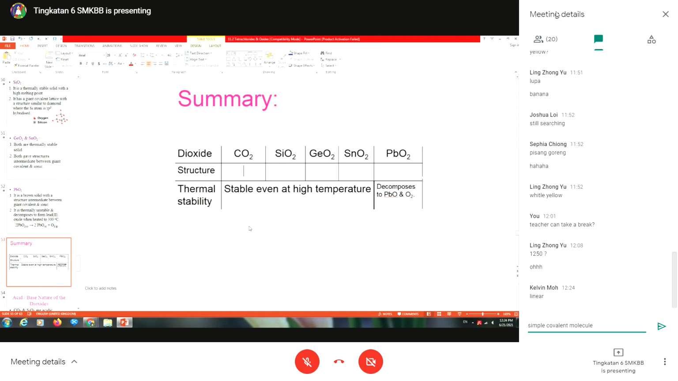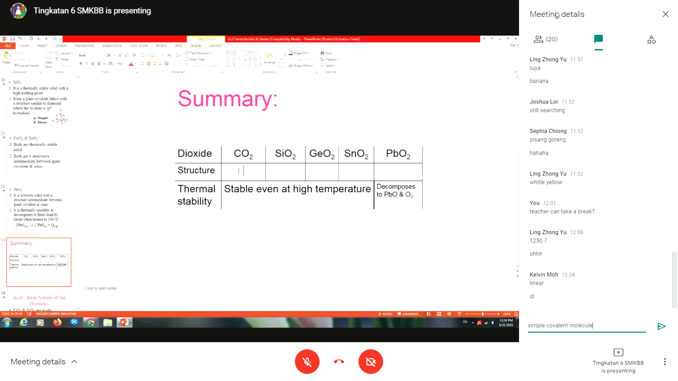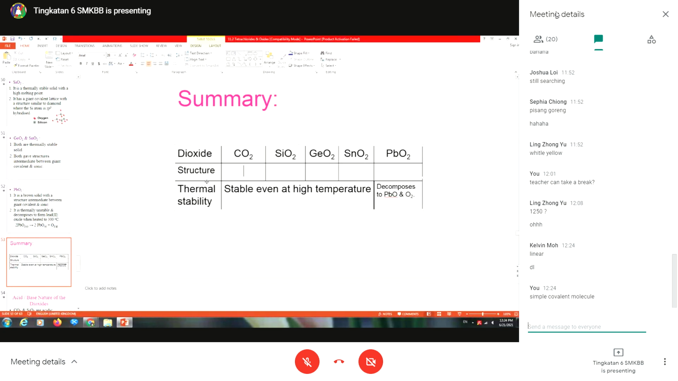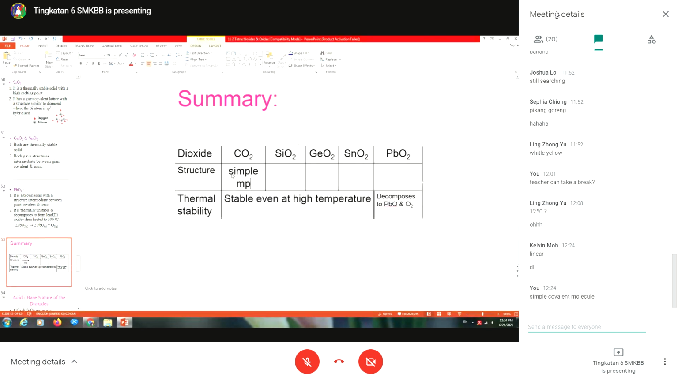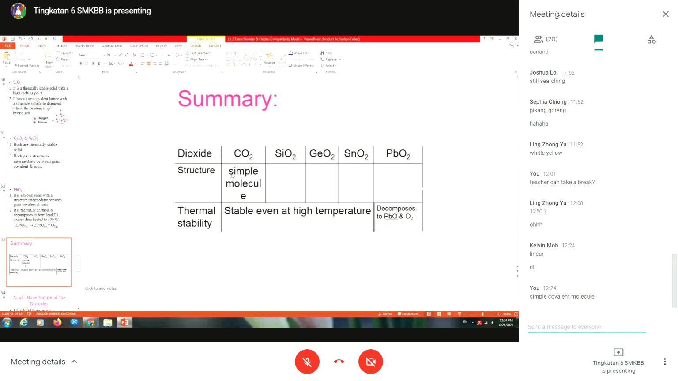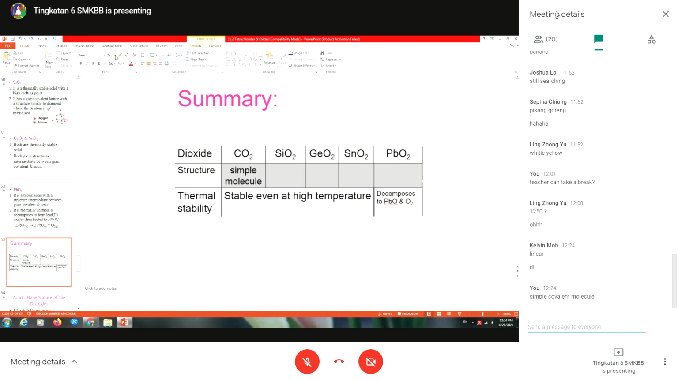Kevin, are you there? No, structure, not shape. Structure, you don't get them confused. When you want to explain their melting and boiling point, you must mention their structure. Yes, Sun Kai got it correct. The answer is a simple molecule, and that's how you answer structure. Don't get them confused. You all got the wrong terms.